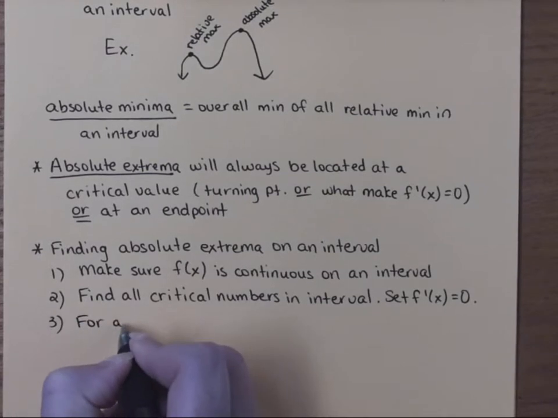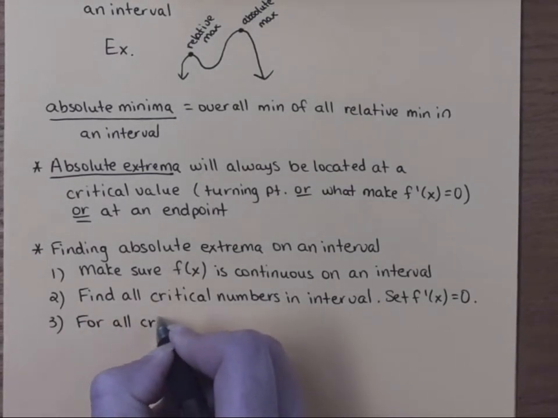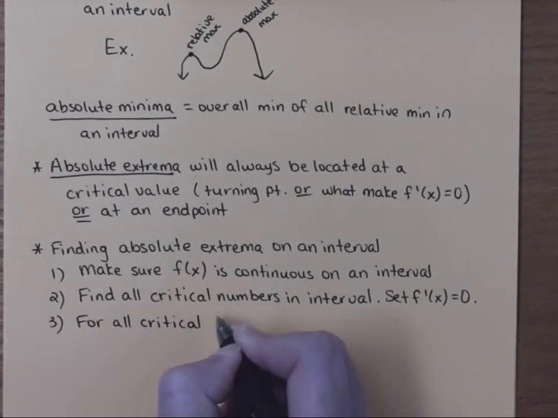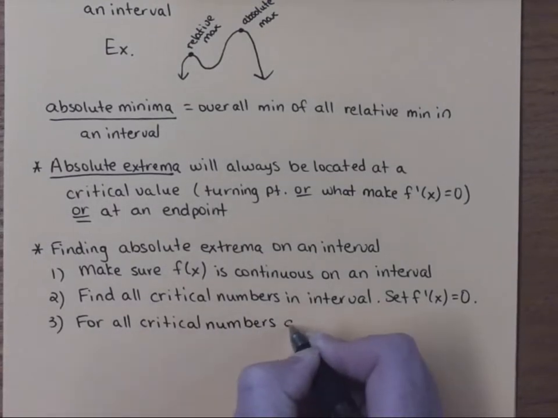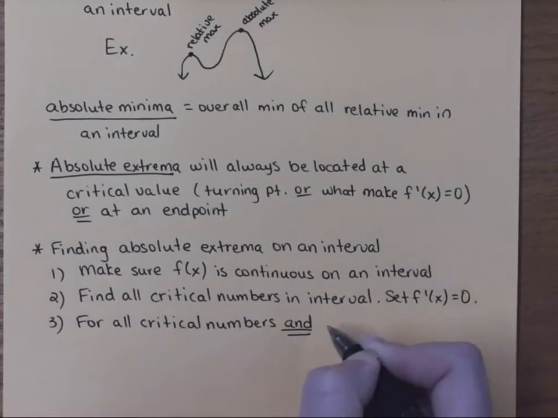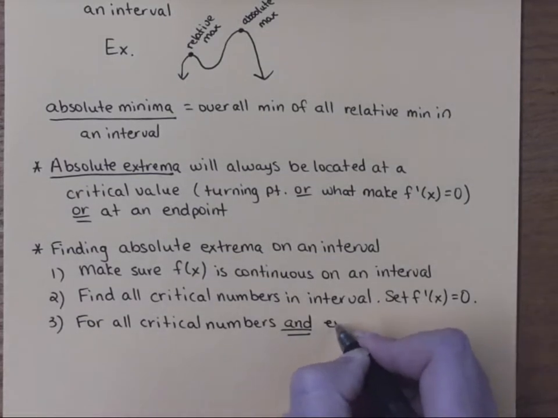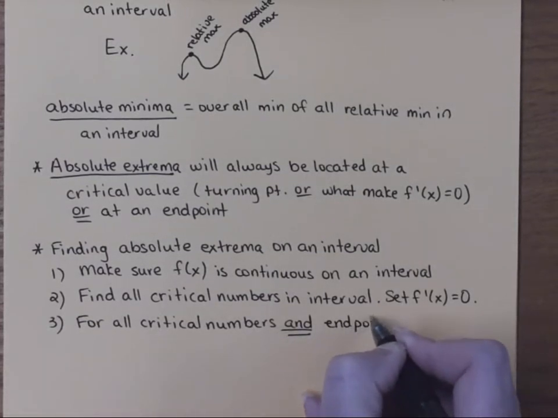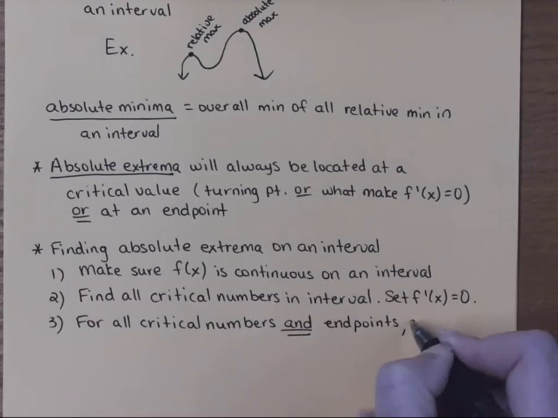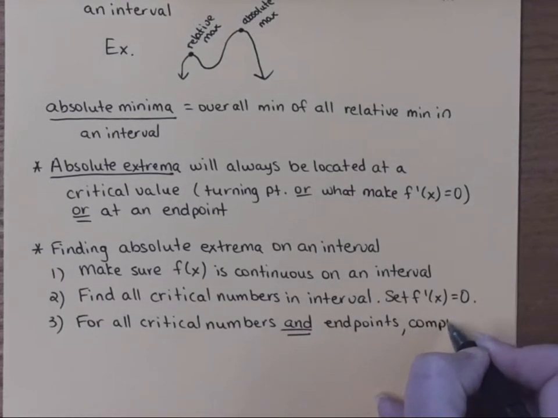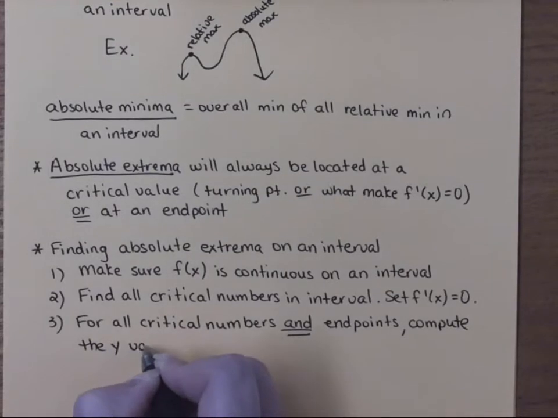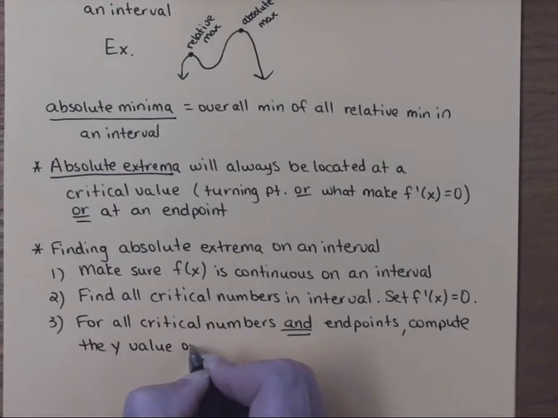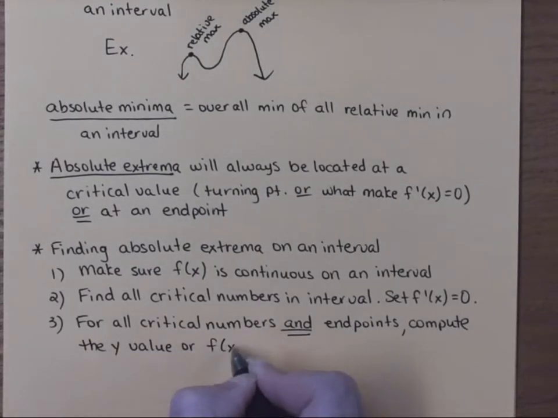For all critical values, and also for the endpoints, since the endpoints are options for absolute extrema as well, we're going to find the y. In other words, find the height of those points. So you're going to compute the y value, or f of x, right? F of x is the same as y.